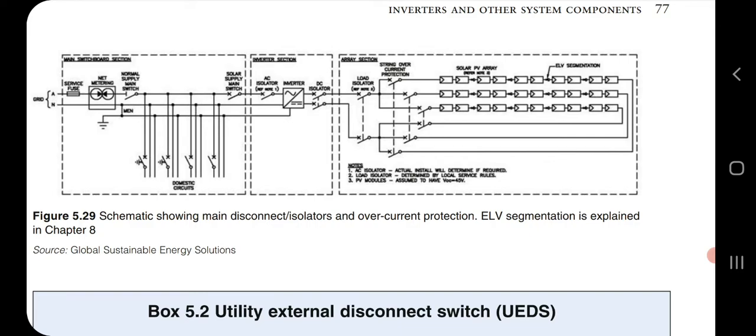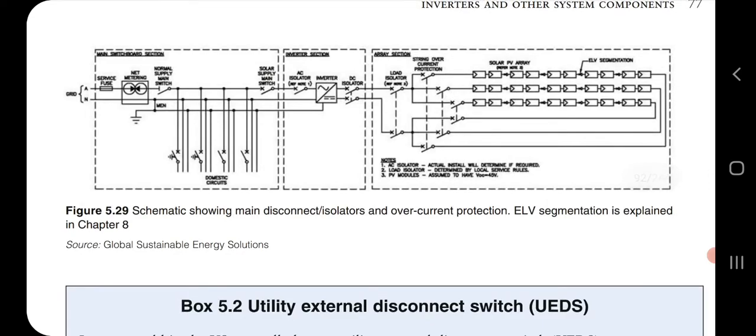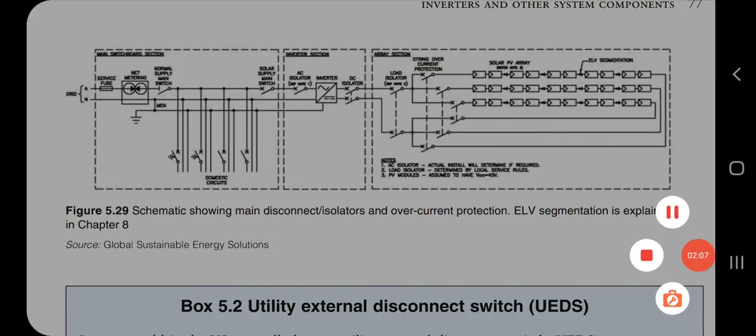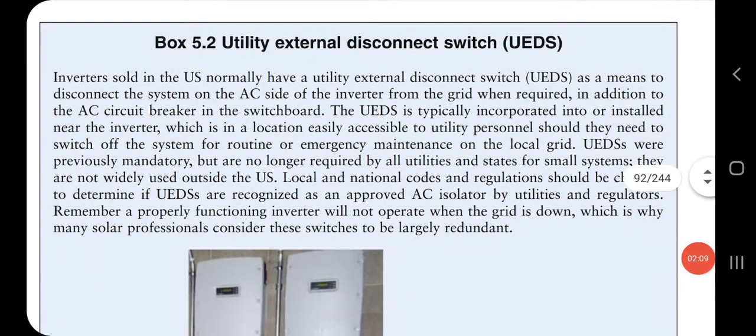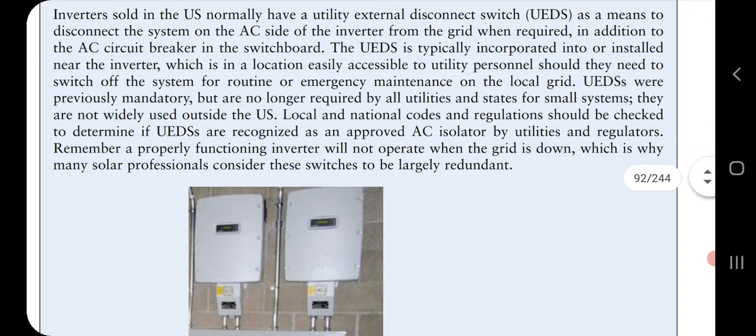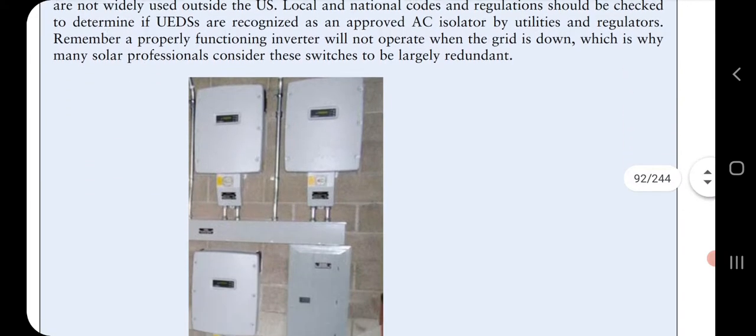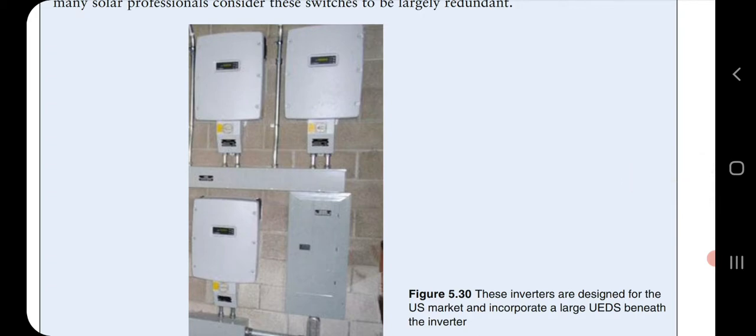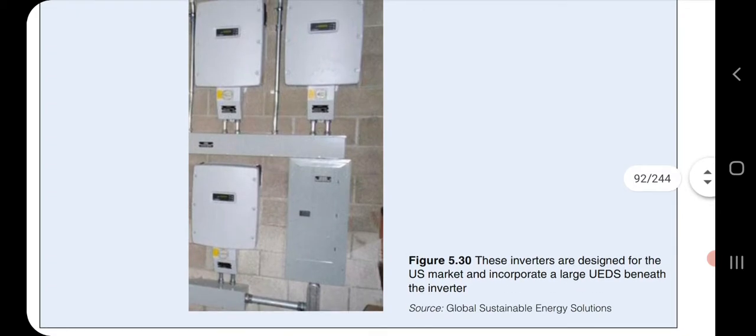Mostly a lot of protection is given, particularly to see that it should not damage the system. This is the utility external disconnecting switch. For example, when you want to do any maintenance, or when you stop the supply moving towards the grid, these are the fuses which can be used to switch on and switch off or disconnect from the grid.